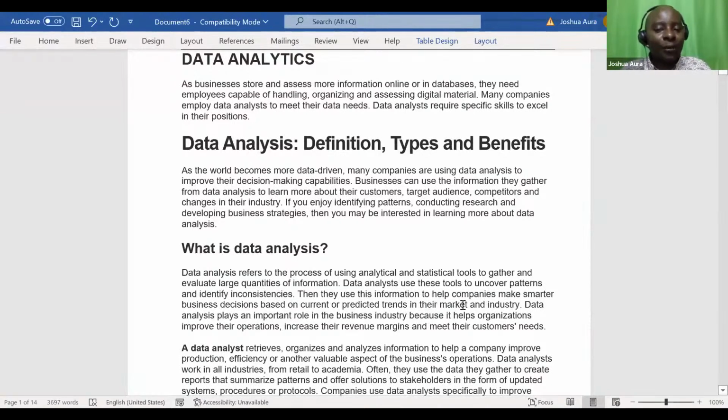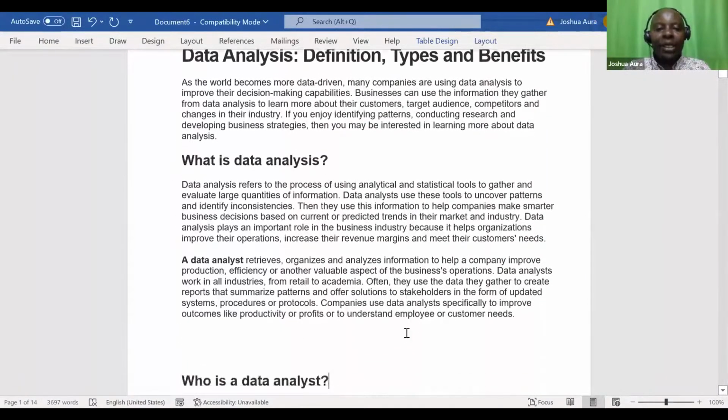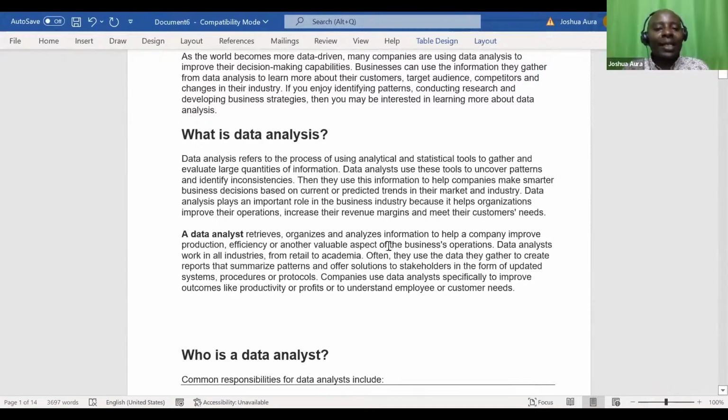market and industry. Data analysis plays an important role in the business industry because it helps organizations improve their operations, increase their revenue margins, and meet their customer needs. A data analyst retrieves, organizes, and analyzes information to help a company improve production, efficiency, or another valuable aspect of the business's operations. Data analysts work in all industries from retail to academia.